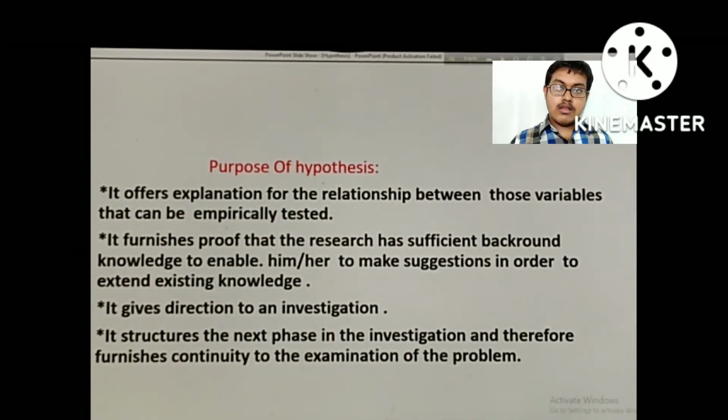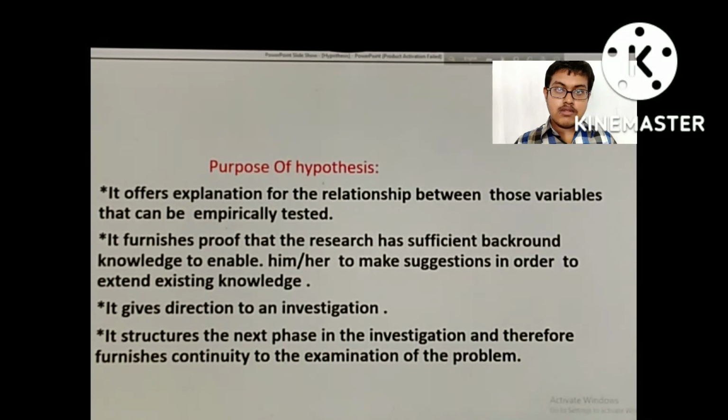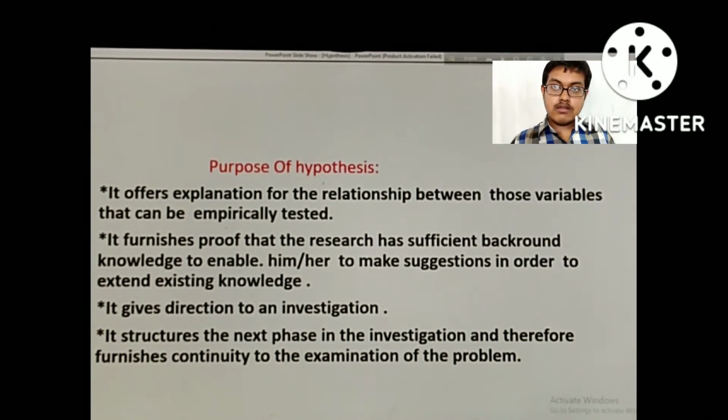Purpose of hypothesis. It offers explanation of the relationship between those variables that can be empirically tested. It furnishes proof that the researcher has sufficient background knowledge to enable him or her to make suggestions in order to extend existing knowledge. It gives direction to an investigation. It structures the next phase in the investigation and therefore furnishes continuity to the examination of the problem.